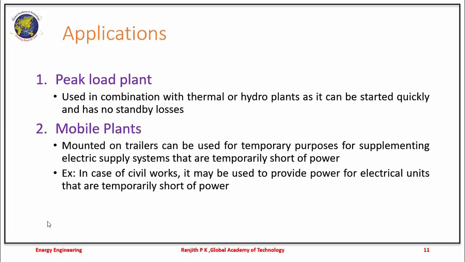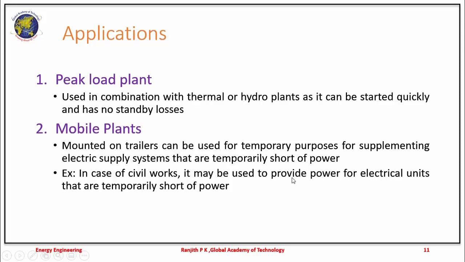The applications of the diesel engine plant include use as a peak load plant, where it is used in combination with a thermal or hydropower plant, as the diesel engine can be started quickly and has very few losses. It could also be used as a mobile plant, where it is mounted onto a trailer and used for a temporary purpose, supplementing electrical supply systems that are temporarily short of power. A typical example is civil works which need electrical power.